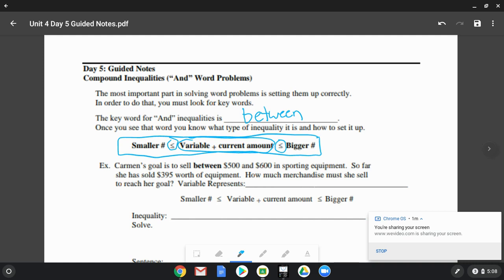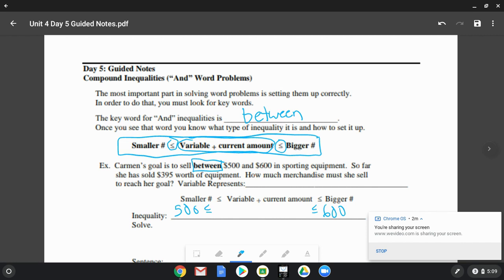So it says, Carmen's goal is to sell between, so right there, when I see that word "between," I know it's an "and." Between $500 and $600 in sporting goods. So I know this inequality has 500 over here for the smaller number, 600 over here for the larger number, and I know that we have less than or equal to. So that is the easy part. It's just setting up the bigger number, the smaller number with less than or equal to on both sides. And it says, so far she has sold $395 worth of equipment. How much merchandise must she sell to reach her goal?